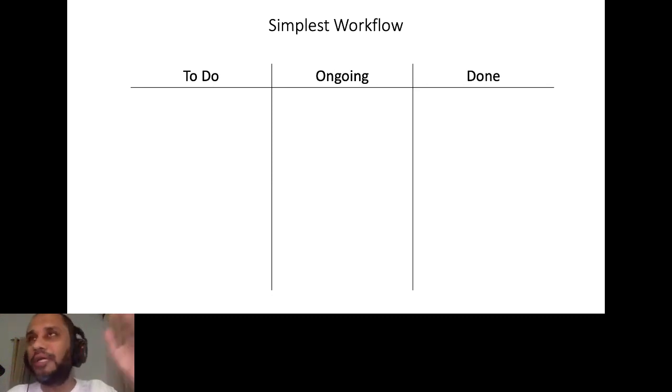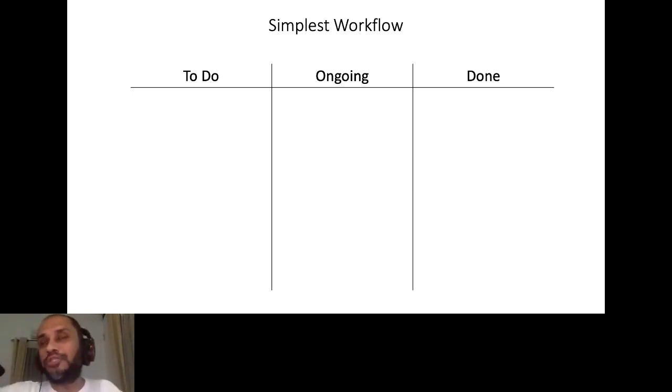This simple workflow will consist mainly of these workflow statuses: to do, ongoing, and done. Basically, any type of work that anyone does, not just software development people, will go through the to-do state. First of all, any work item will be in the to-do state. We need to get that particular work item done.